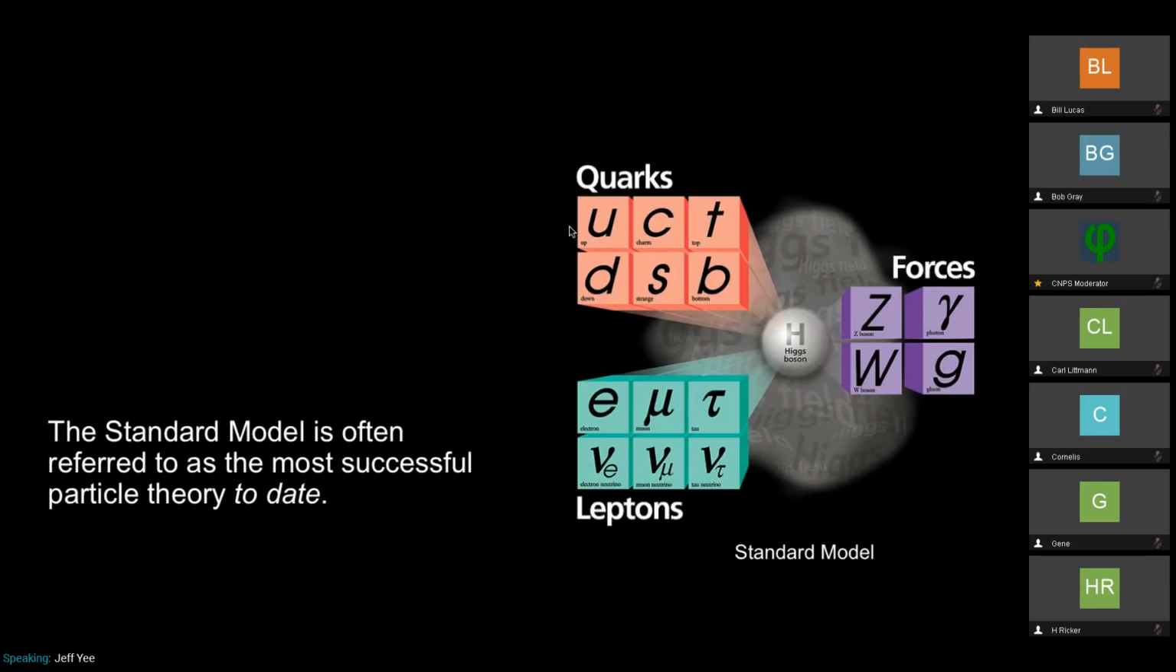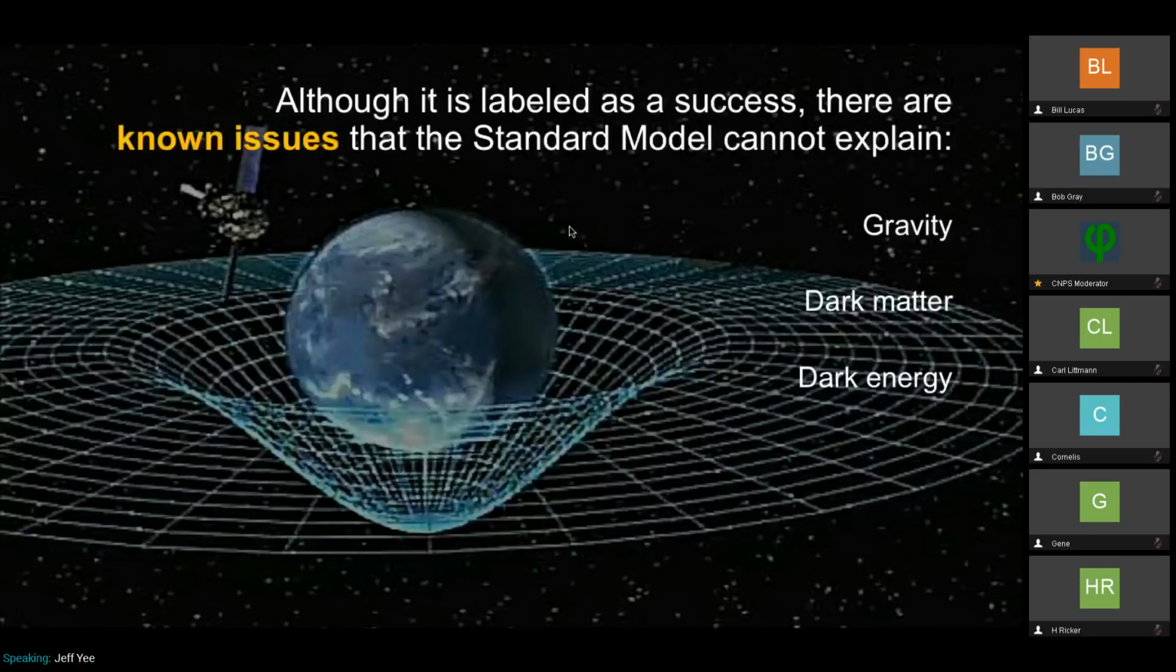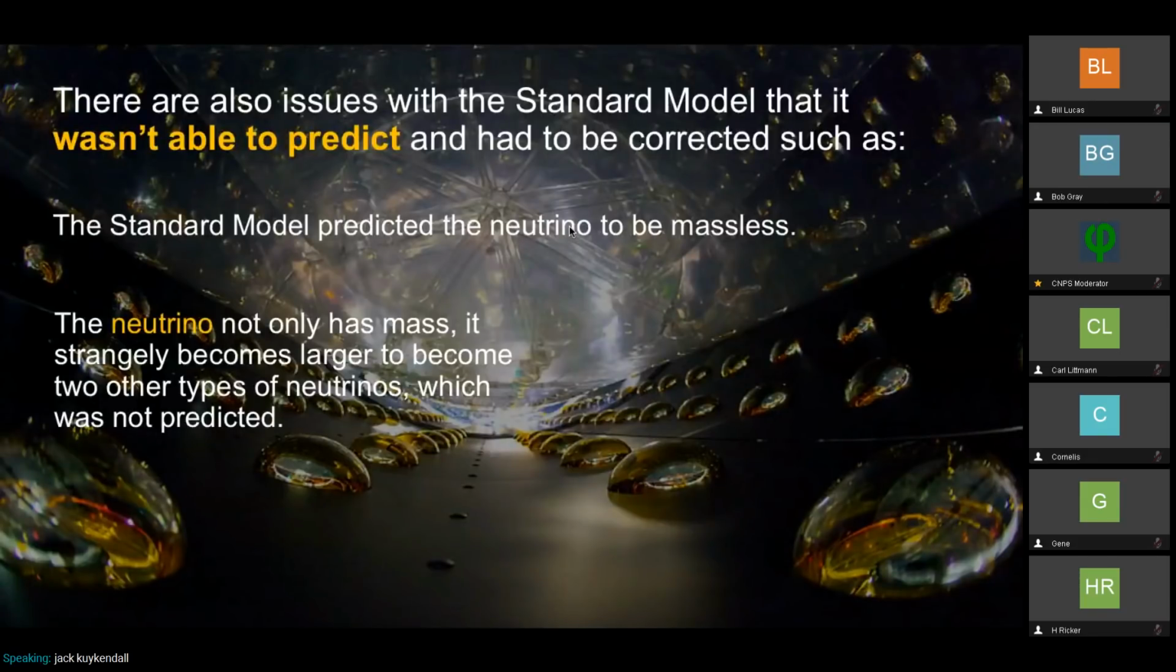Now, the standard model is often referred to as the most successful particle theory to date. But that being said, I think those that are working on the standard model know that there are issues that it can't explain. This is the work that's still going on, such as gravity, dark matter, and dark energy. So those are the known issues. But despite that, we also have to remember the standard model was not able to predict many things and has had to be corrected. There's probably many of these, but I'm going to pick on just one, and you'll see why in my work.